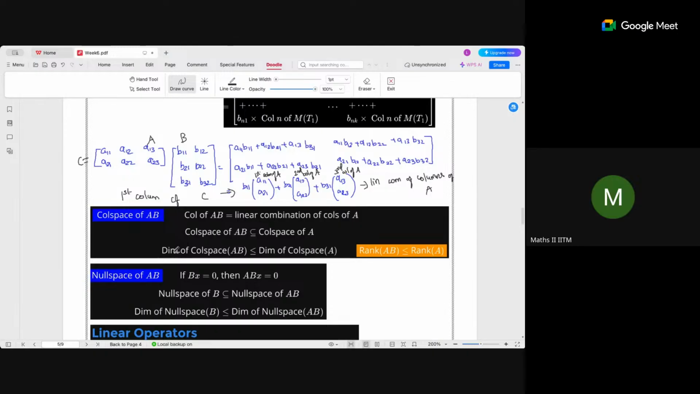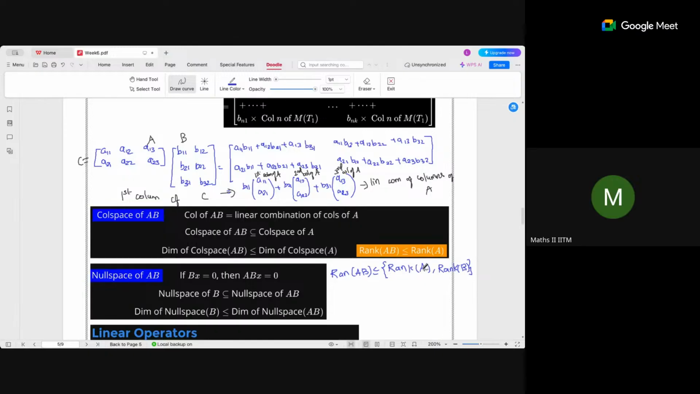And then what is the dimension of column space of AB again? Rank of AB. And what is the dimension of column space of A? The rank of A. So we got rank of AB less than or equal to rank of A. So an important observation here, we saw that rank of AB is less than or equal to rank of A and rank of B, right?